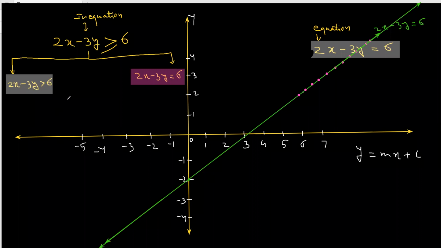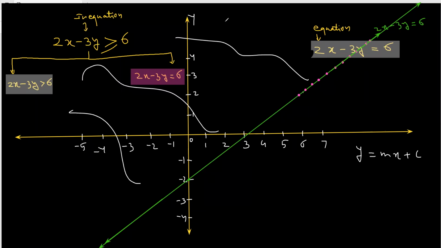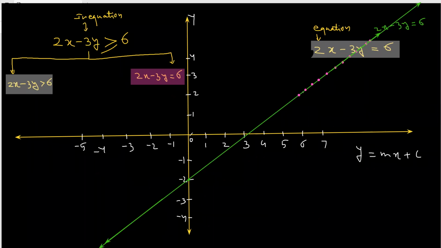I'm checking for this half plane. I will select the easiest of all points, that is 0, 0. See, 0, 0 is lying in this half plane. So I put x equals 0 and y equals 0 in this inequation. Okay. So 2 into 0 minus 3 into 0 is greater than 6. This is the inequation, right?